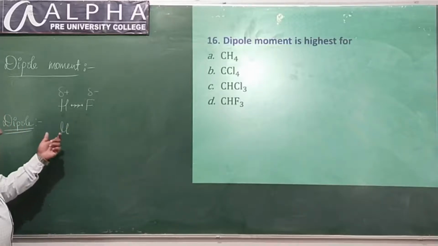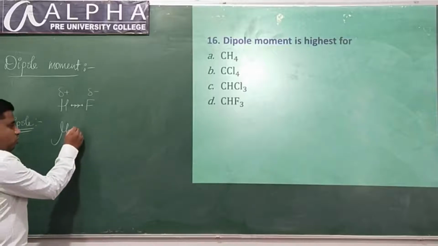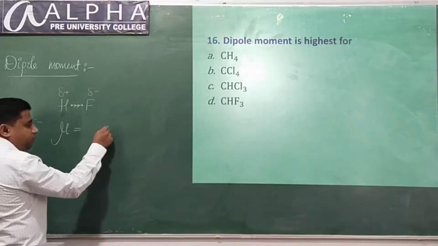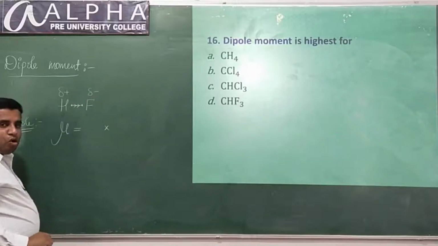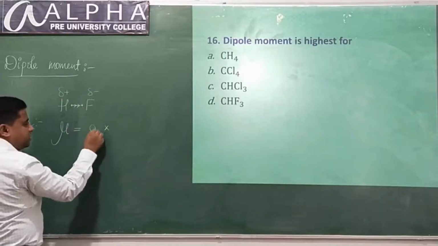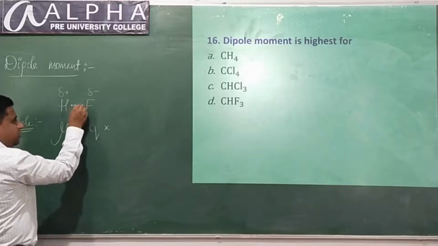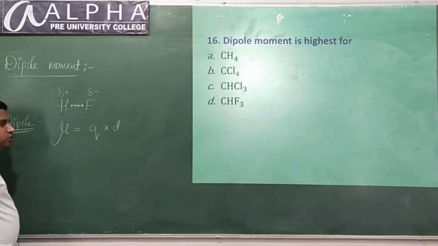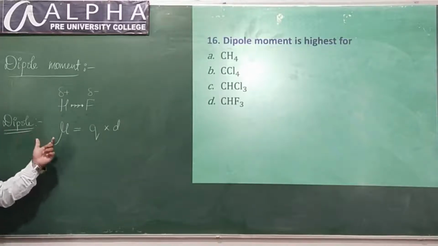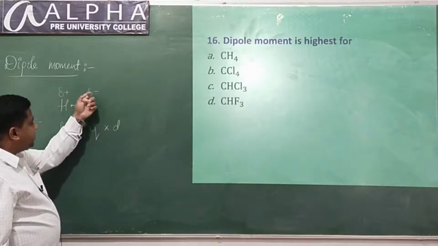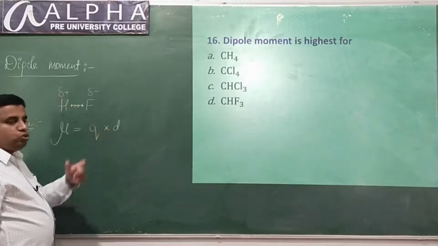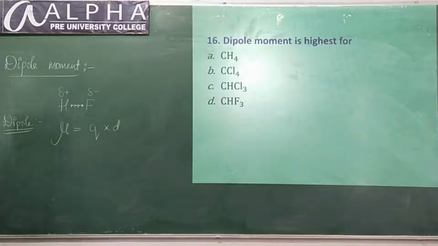So what is dipole moment? Dipole moment is defined as the product of either of the two charges and the distance between the two charges. Are you getting it? So mu is equal to Q into D.